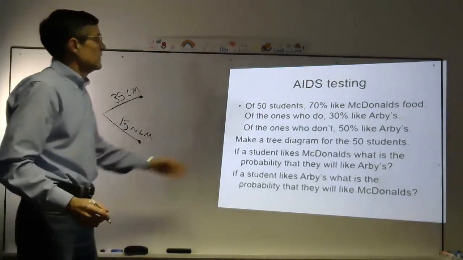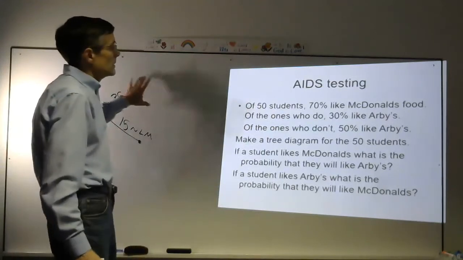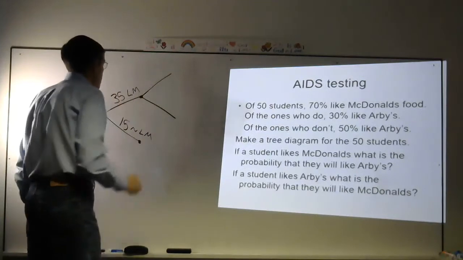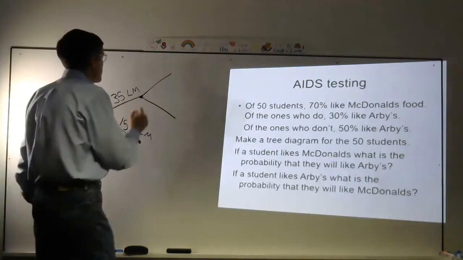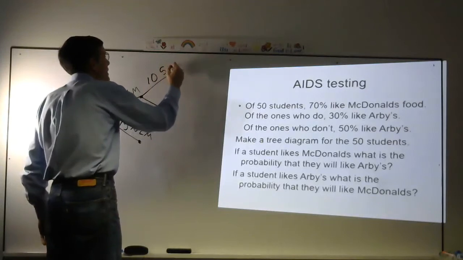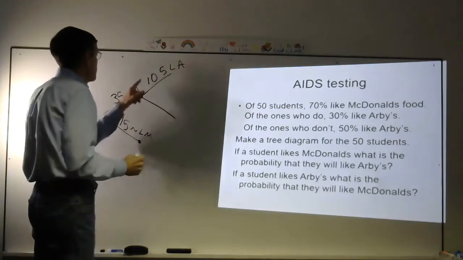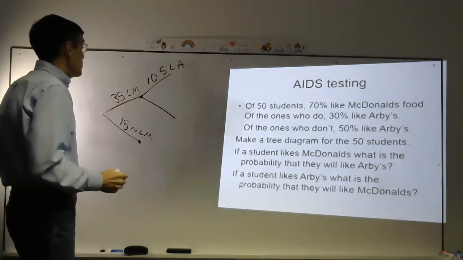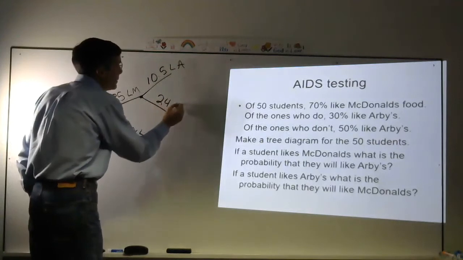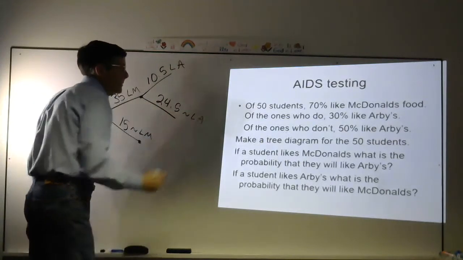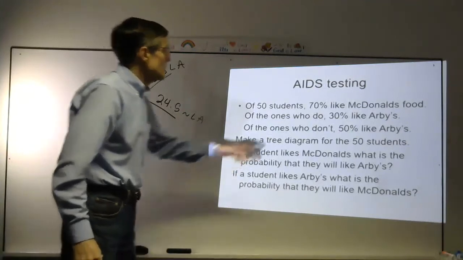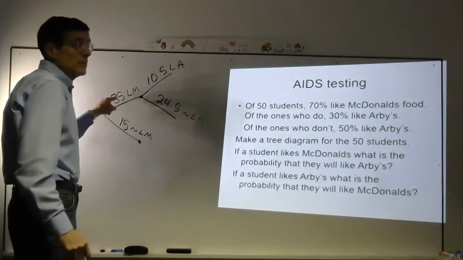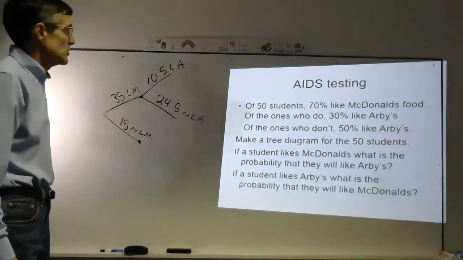Okay? Now, of the ones who do like McDonald's up here, 30% also like Arby's. So 30% of the 35, I think that's 10.5, like Arby's. And if you subtract this off, 10.5 off of 35 is 24.5. 24.5 do not like Arby's, okay? Or you could have taken, if 30% like Arby's, you could have taken 0.70 times that, instead of the subtraction that I'm doing.